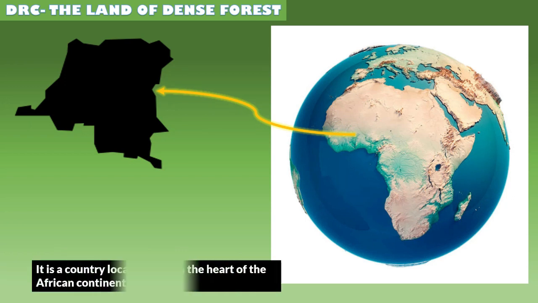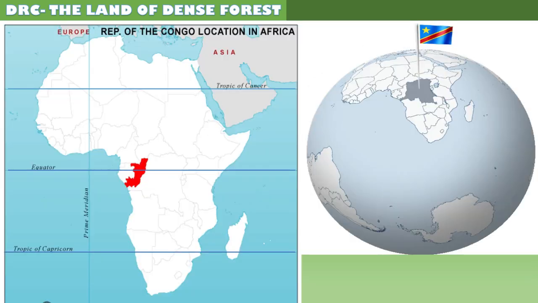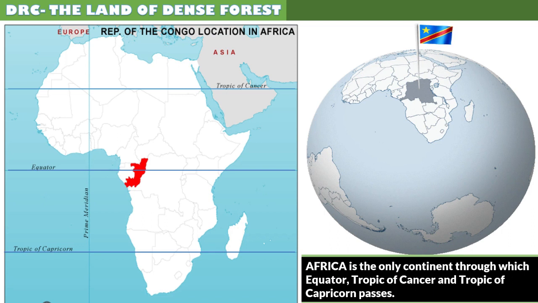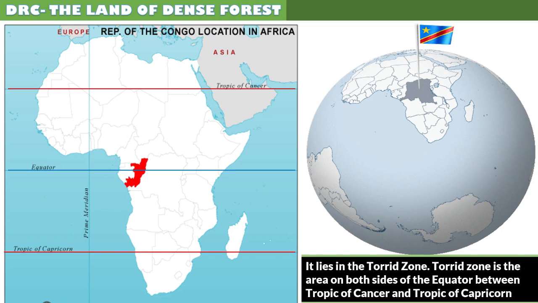It is a country that is located deep in the heart of the continent of Africa. It is Africa's third largest country. Do you know that Africa is the only continent through which the Equator, Tropic of Cancer and Tropic of Capricorn pass? So we can say that Africa lies in the torrid zone.